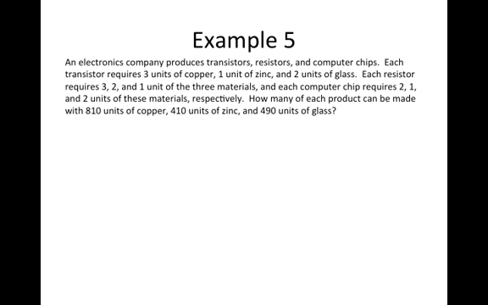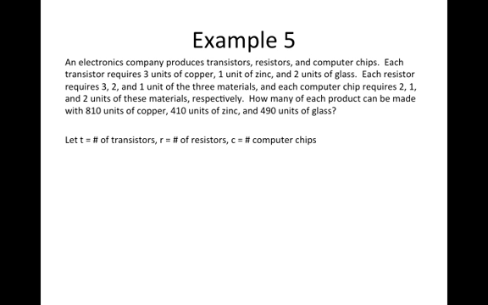How many of each product can be made with 110 units of copper, 410 units of zinc, and 490 units of glass? The first thing you have to ask yourself is, what am I being asked to find? I'm being asked to find how many of each product. So I'm going to let T equal the number of transistors, R equal the number of resistors, and C equal the number of computer chips, because those are my unknowns.